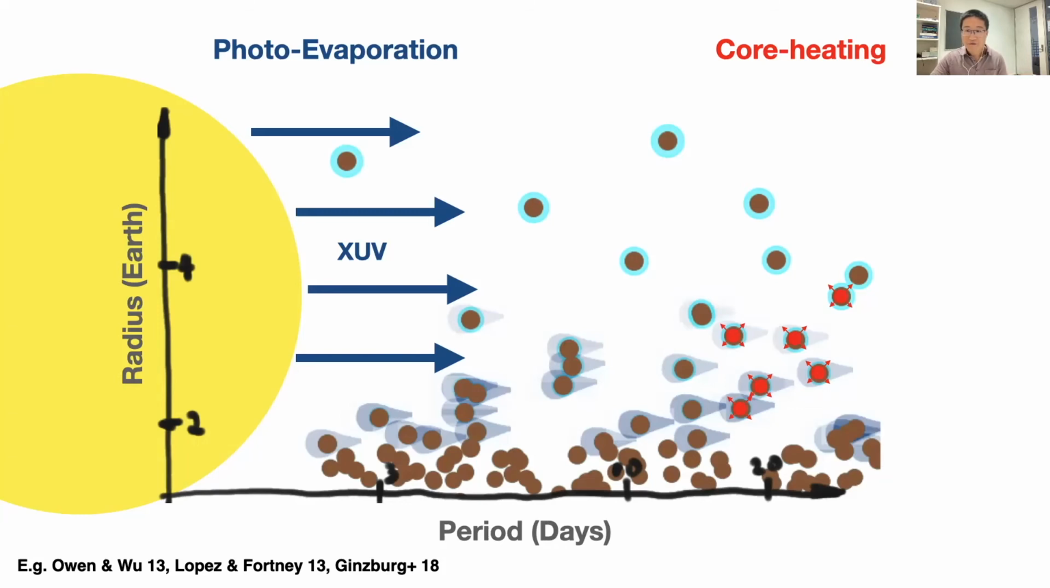For planets that are further out, they still have the residual heat from contraction. And so that heat can still heat up the upper atmospheres of these planets and cause evaporation that way. And so for planets that are orbiting further out, you may still have evaporation from core heating.